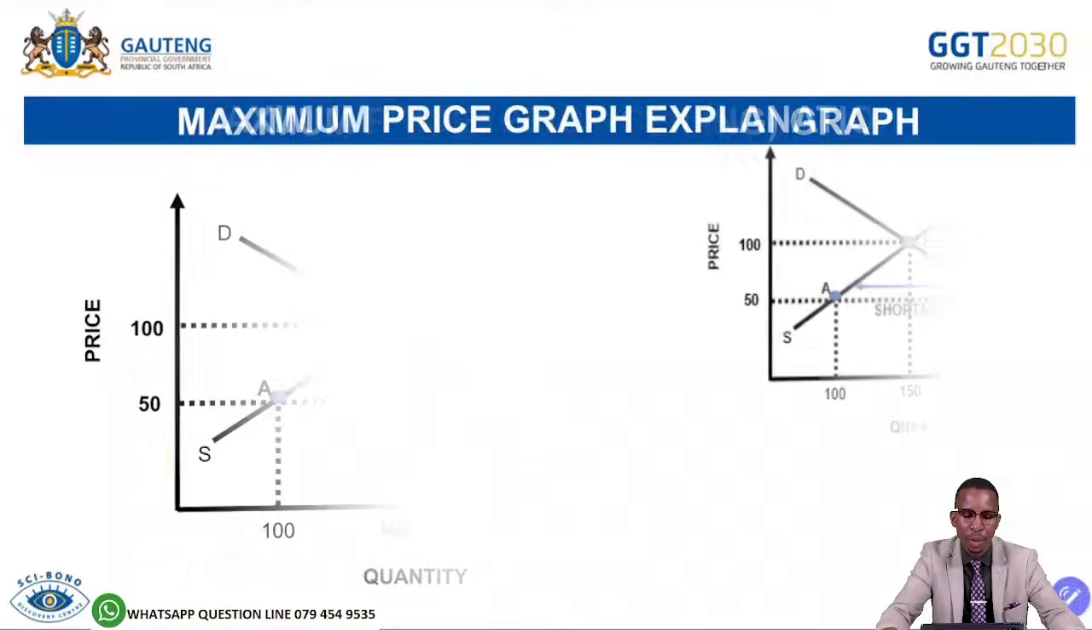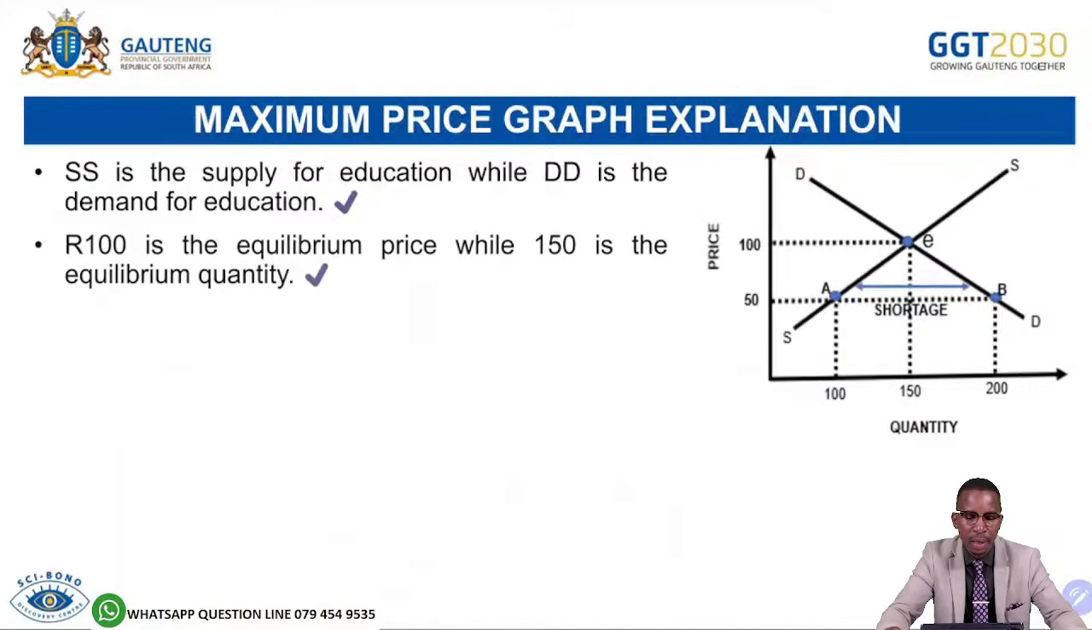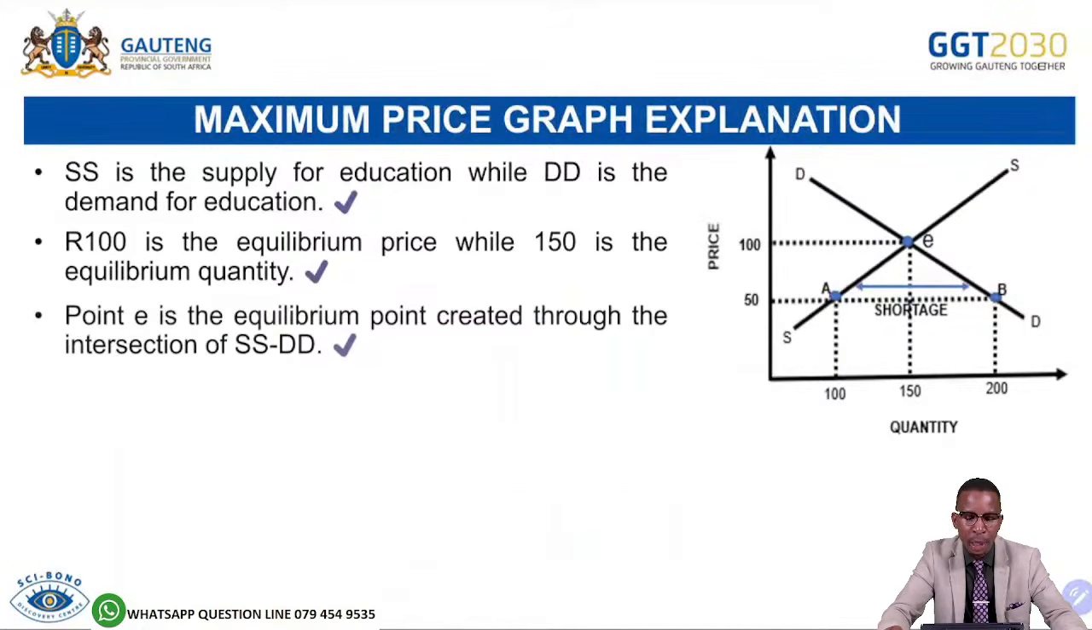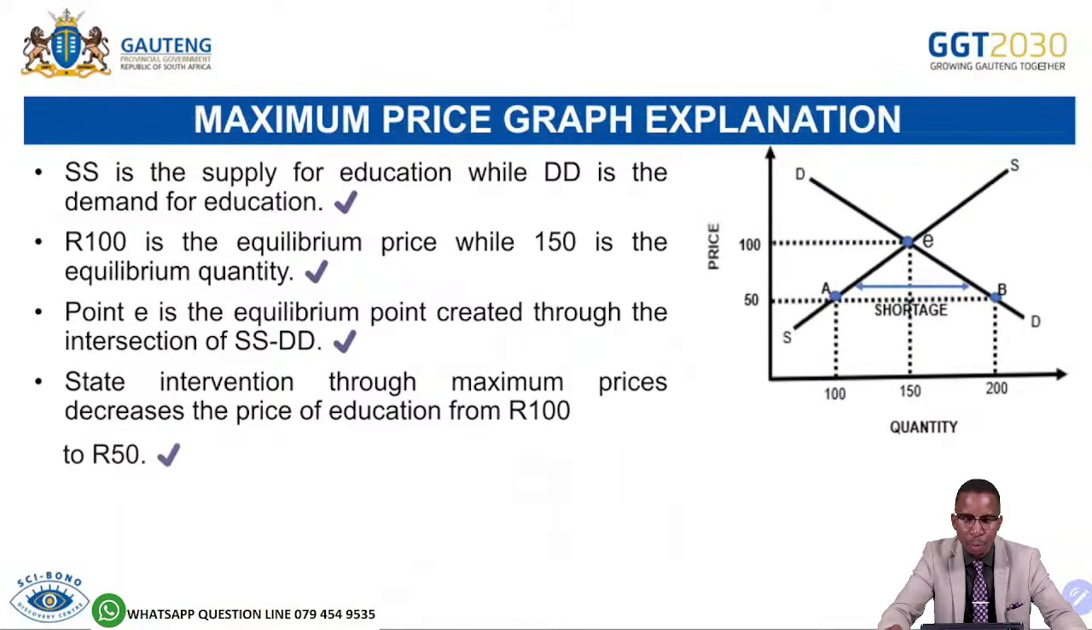And then we continue with the explanation. 100 is the market price with the quantity being 150. Point E is the equilibrium point where SS meets DD, and then state intervention through maximum prices decreases the price of education from 100 to 50.